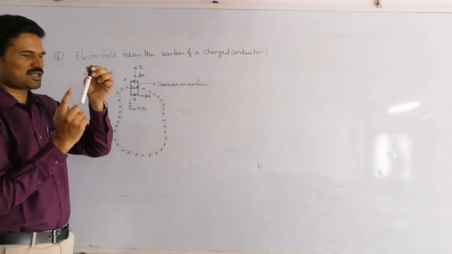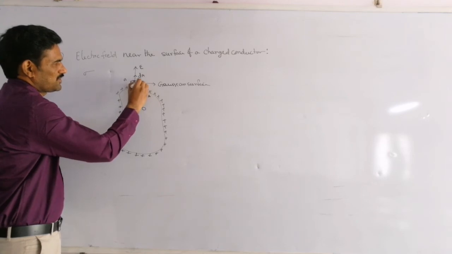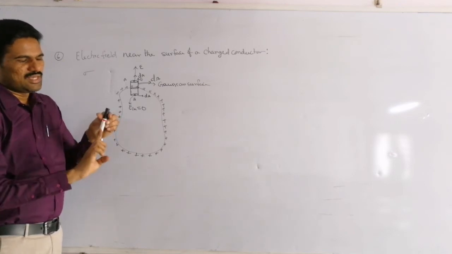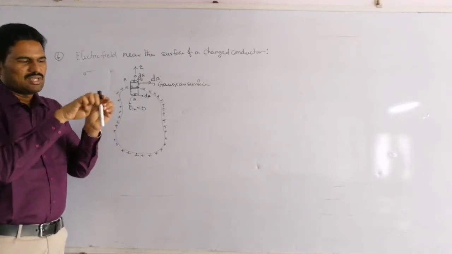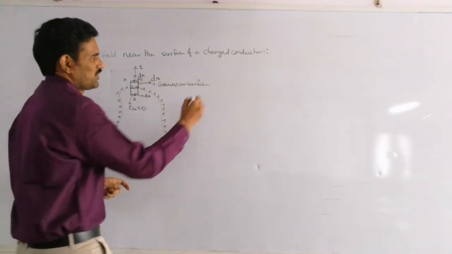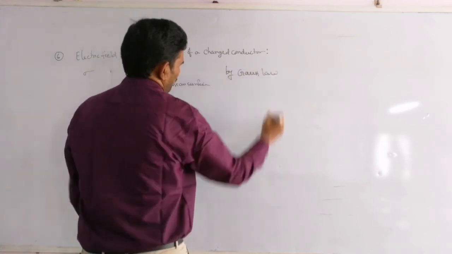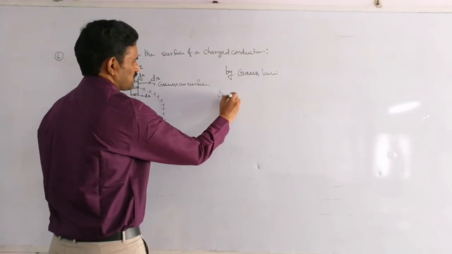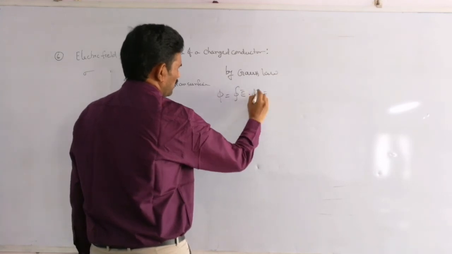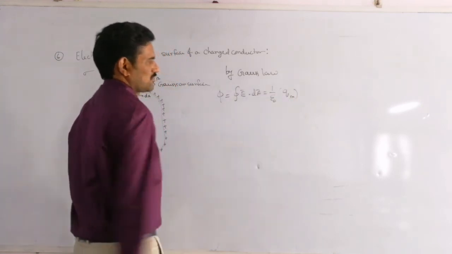The electric flux passing through the curved surface. Here the electric field will be along this direction and the area vector will be along this direction. So for this curved surface, the electric field is tangential to the surface and the area vector is perpendicular to the surface. So the flux passing through the curved surface is 0. That means by Gauss law we can write the flux as the integral of E bar dot dS bar, or dA bar, which is equal to 1 by epsilon naught times the charge enclosed, Q in, right?